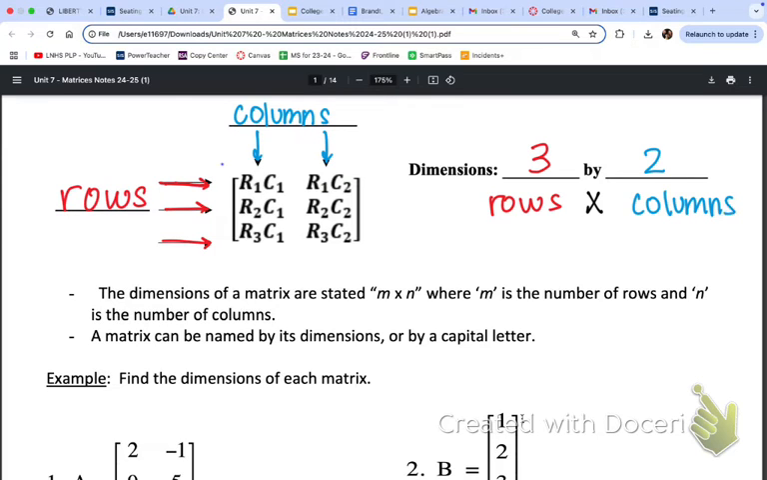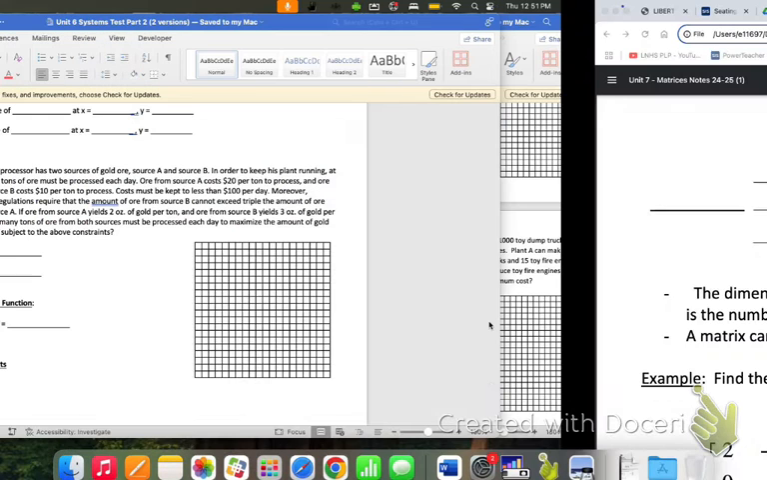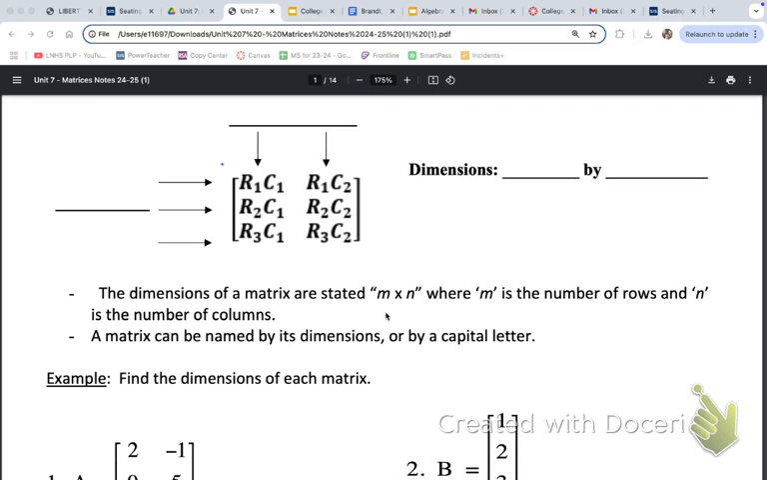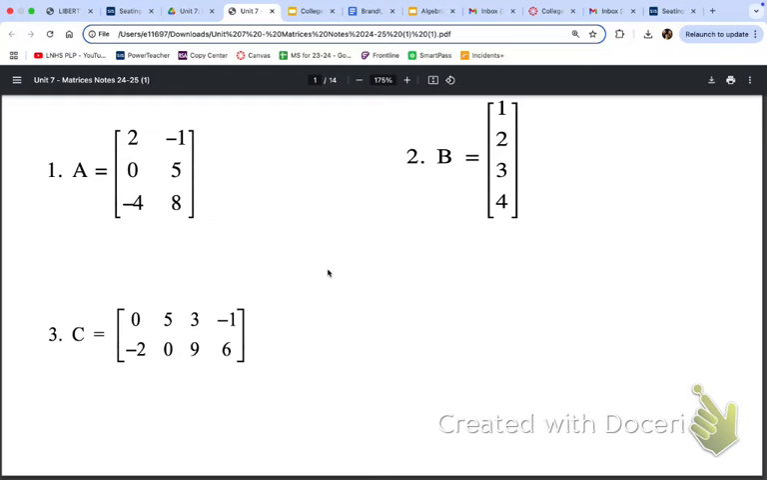Today we are adding, subtracting, and then doing scalar multiplication. Look here at the bottom of the page. It says find the dimensions of each matrix. We're only going to do the first one. This first example, number 1, has 1, 2, 3 rows. And how many columns? 2. We would call this a 3 by 2.